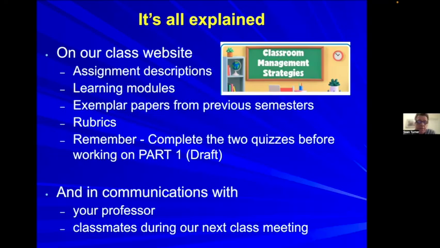There's also exemplar papers, there's rubrics. And most importantly, we've structured it so that in our lab sessions, you have an opportunity to get feedback from us and your peers. So the next session that we meet, we will go over a little bit of part two, but more importantly, you'll have an opportunity to get feedback on part one before submitting with us.